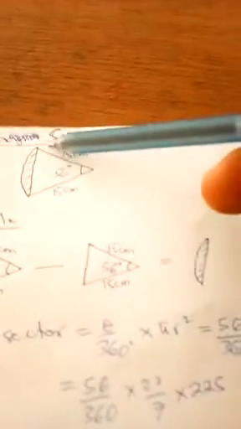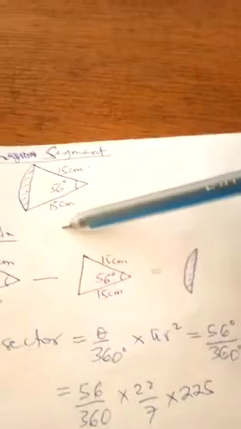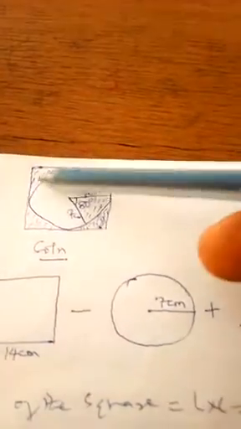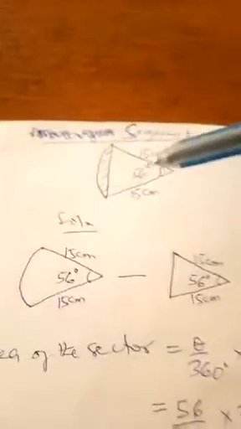It can be a region enclosed by the chord and an arc of a circle, like in this case. It can be a region like this shaded part, which is also a segment. You can have something like this shaded part, which is also a segment. So there is no particular definition for a segment.